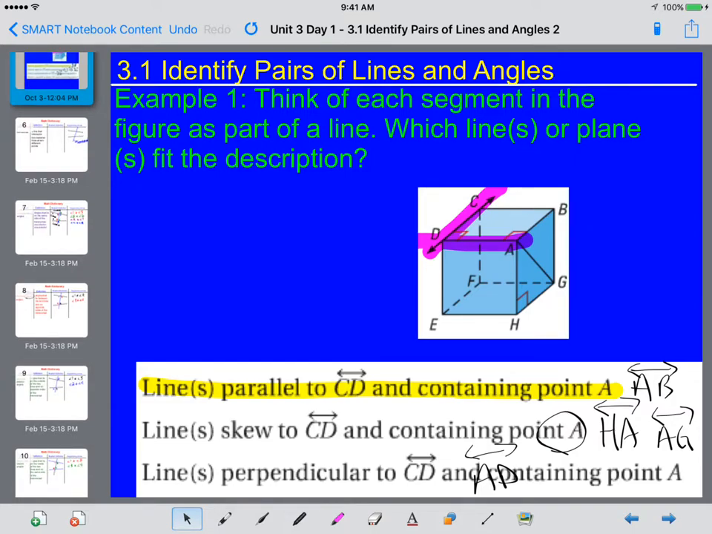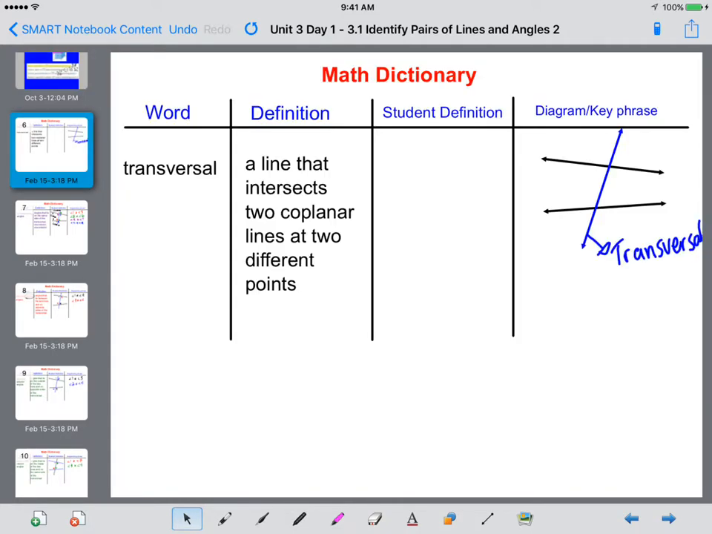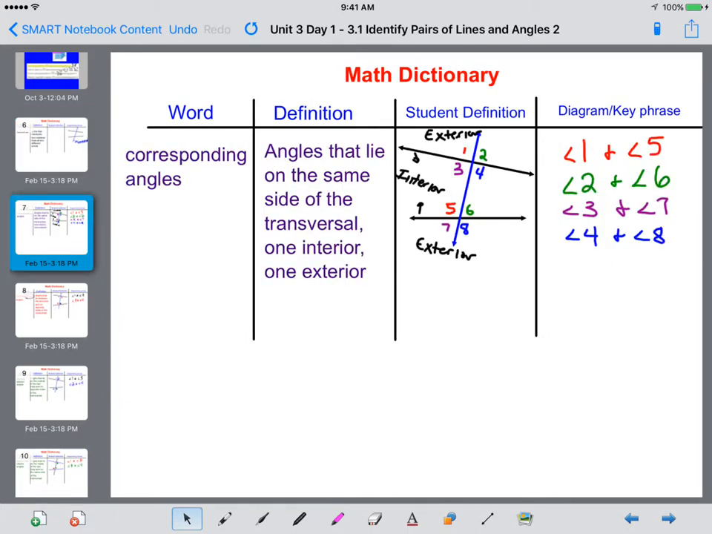I'm going to breeze through these, so make sure you pause it to get these down in your dictionary. Transversal. A line that intersects two coplanar lines at two different points. Corresponding angles. Angles that lie on the same side of the transversal, one interior and one exterior. So when we have two lines in a transversal, my interior angles are on the inside. They're in between the two lines.